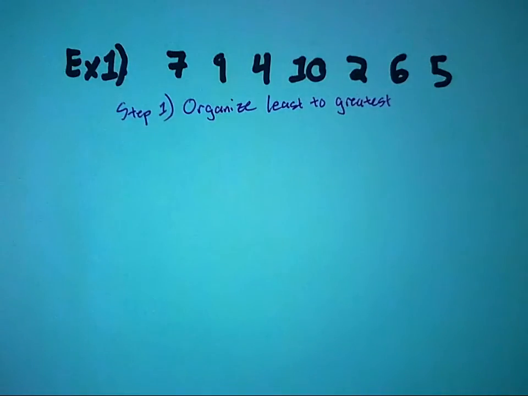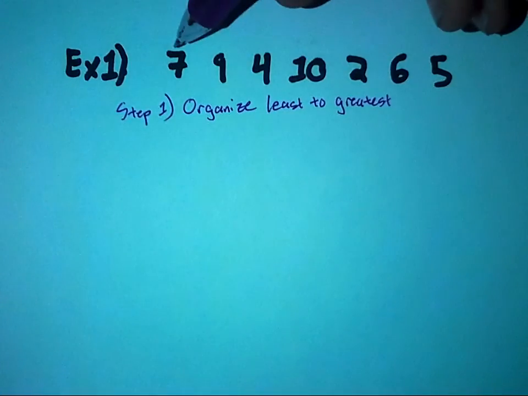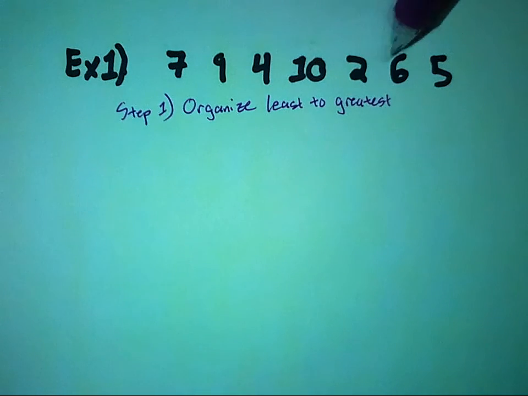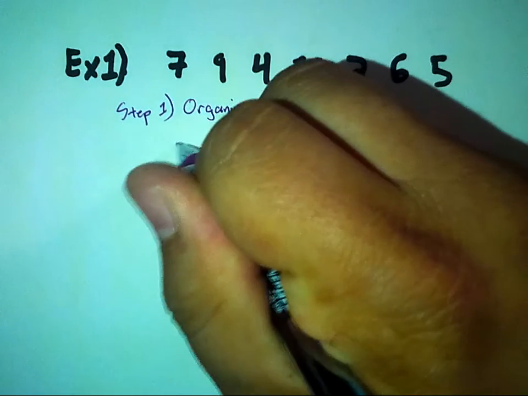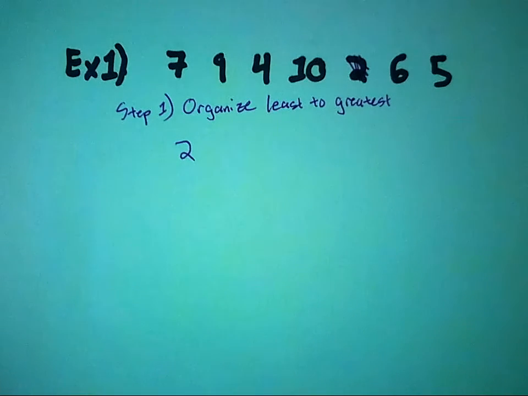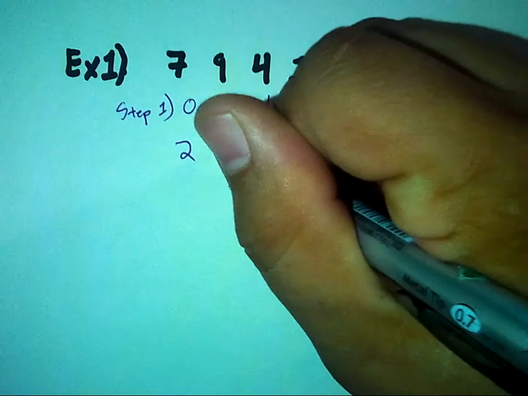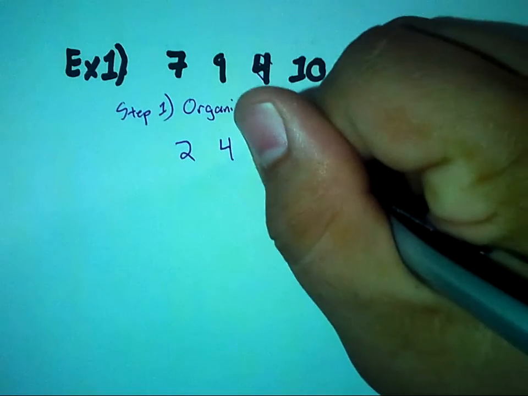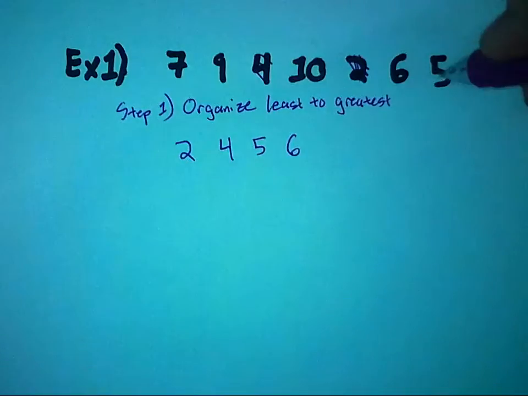So I'm going to go ahead and look through my data for the lowest number. 7. 7's lower than 9. 4 is now the lowest. 2 is the lowest. Alright, so 2. So I'm going to write a big 2. And just to help yourself out, I would really go back and cross it out. Looks like the next lowest is a 4, followed by a 5, and I think I saw a 6 right after it.